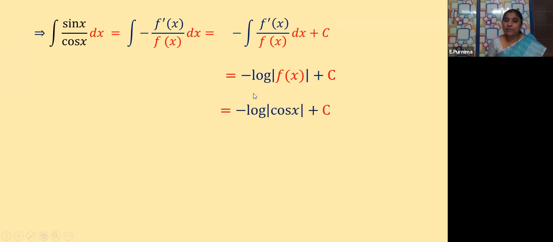But what is our f of x? Cos x. We have considered cos x as our f of x. So minus log cos x plus c. This minus term is nothing but minus 1.